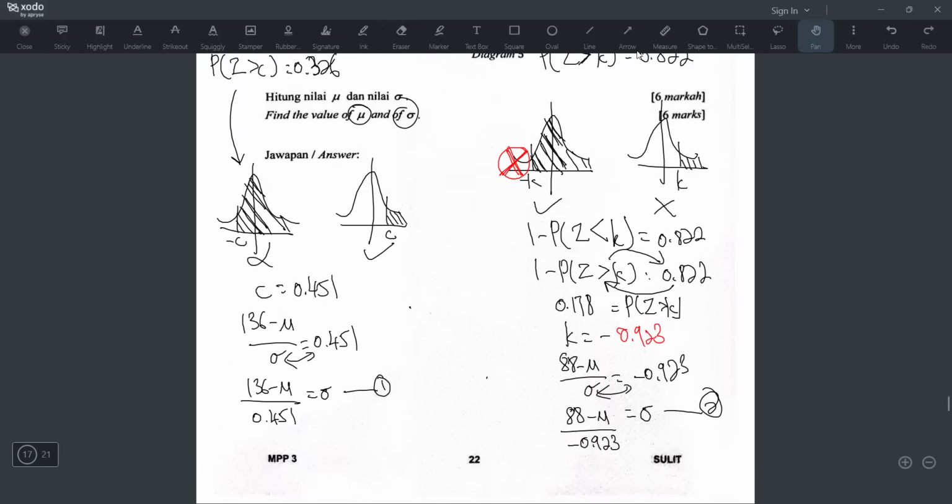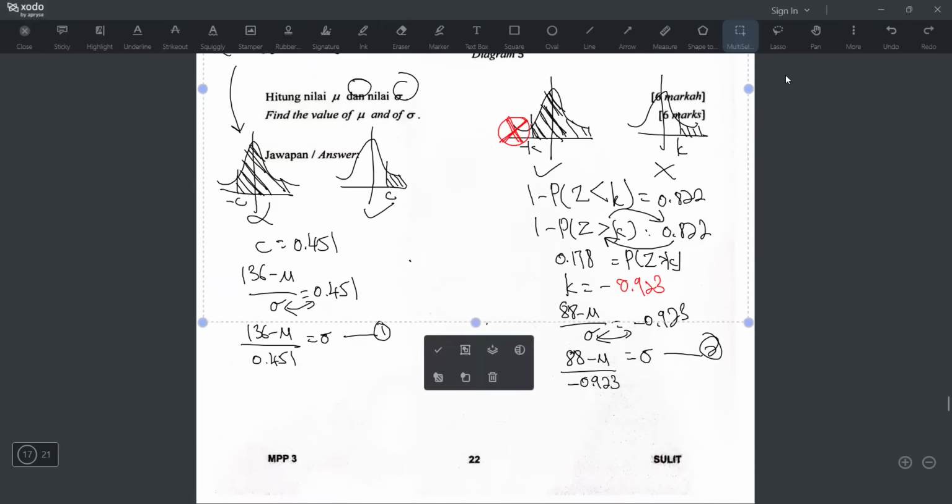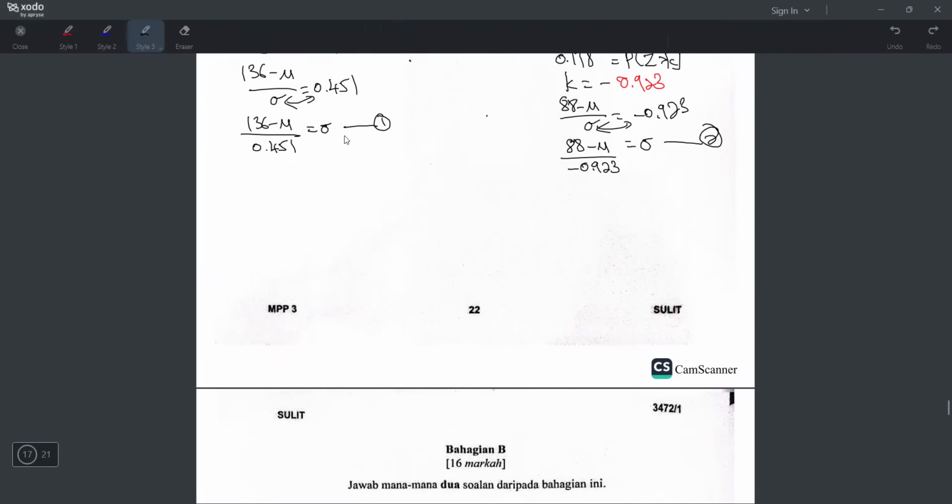Okay, I need space. Is it possible to make space? Okay, so now what I will do is I will use this and do simultaneous. And now you understand why I make the standard deviation single on the right side, because I want to do standard deviation equals standard deviation. This standard deviation, I write this one: 136 minus mean over 0.451. And the other standard deviation, I write the other one: 88 minus mean over negative 0.923. And kenapa saya boleh buat macam tu? It's because this standard deviation and this standard deviation is the same value. That's why this one can equal this one lah.